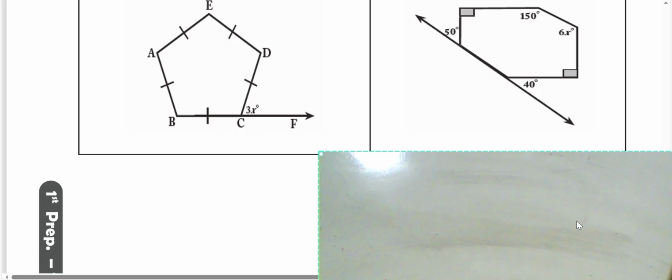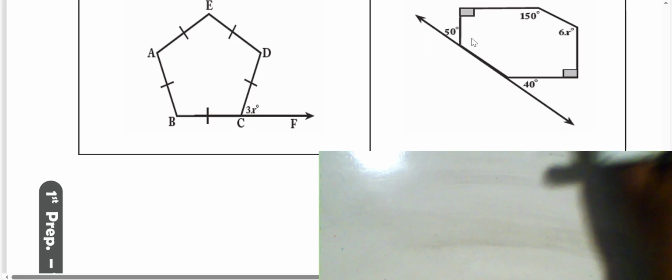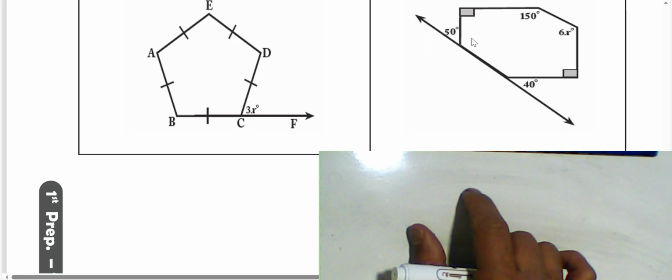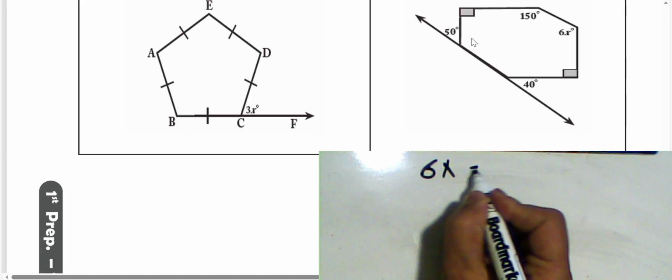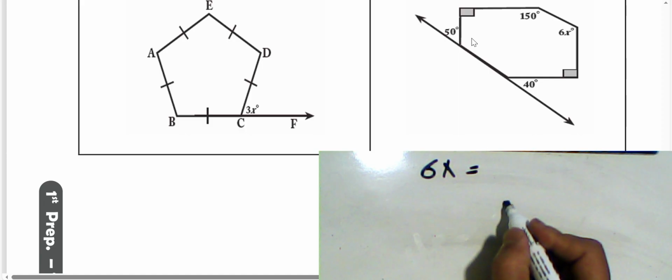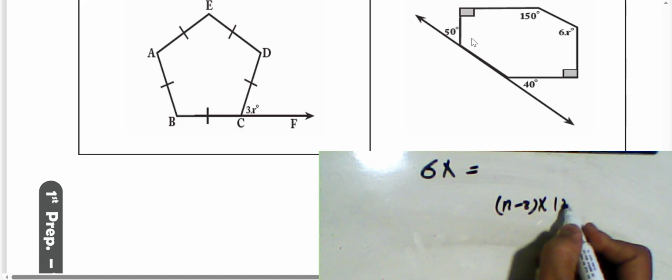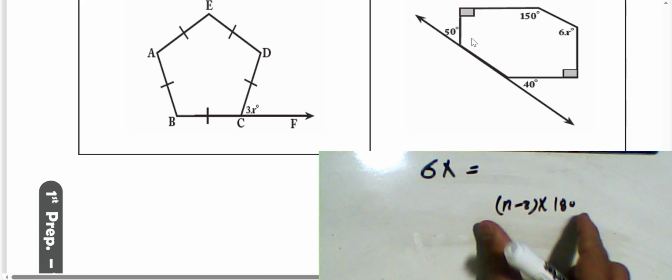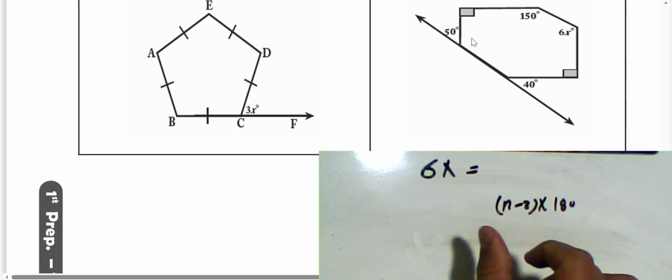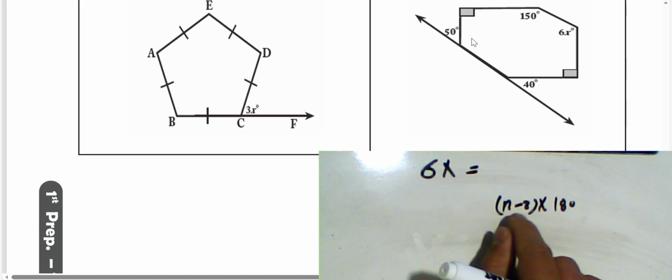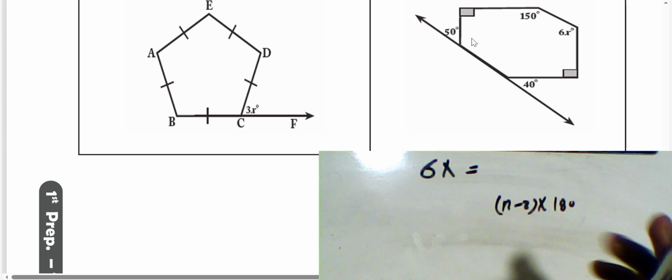And next question, we have here a hexagon. This hexagon has 6 sides: 1, 2, 3, 4, 5, 6. Then the sum of interior angles of a hexagon equals 720 degrees. How do we know this? By knowing the rule, n minus 2 times 180. You can use the rule to find the sum of interior angles of any polygon. This polygon has 6 sides, then n equals 6. 6 minus 2 is 4. 4 times 180 equals 720.